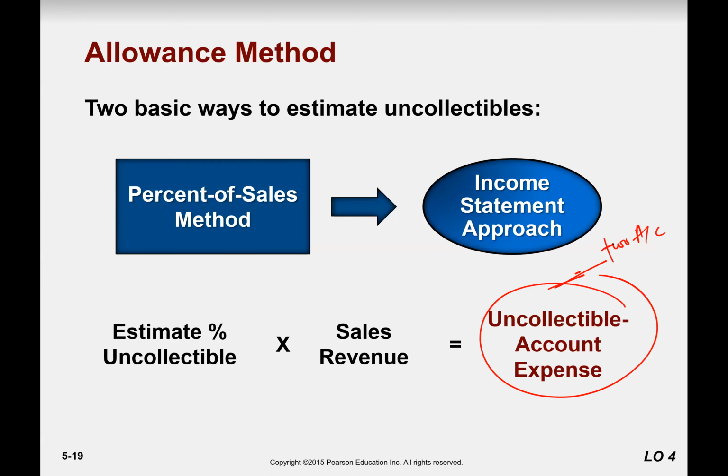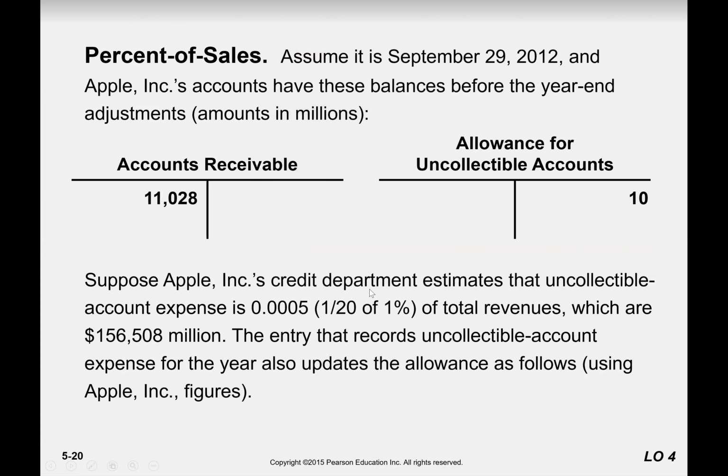Right? So we are going to create an allowance, and this expense. This allowance will go to the balance sheet, and this expense will go to the income statement. So it's coming in our coming slides as well. Here we go. In order to understand that, let's understand this with an example.